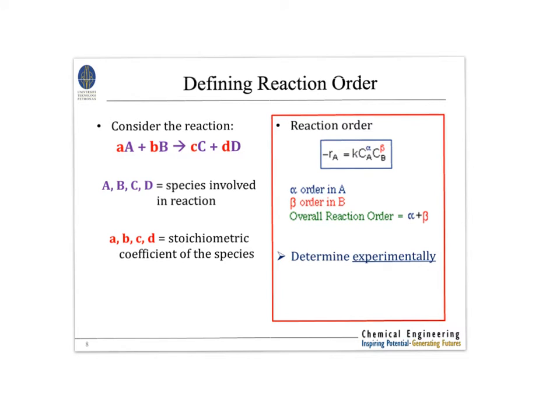Okay, so the next term is reaction order. The reaction order for this reaction, A plus B producing C and D, can be written in terms of this. Alpha is the order in A, and beta is the order in B. So the overall reaction order equals alpha plus beta. This reaction order is determined by experiment. Reaction order refers to the powers to which the concentrations are raised in the kinetic rate law.